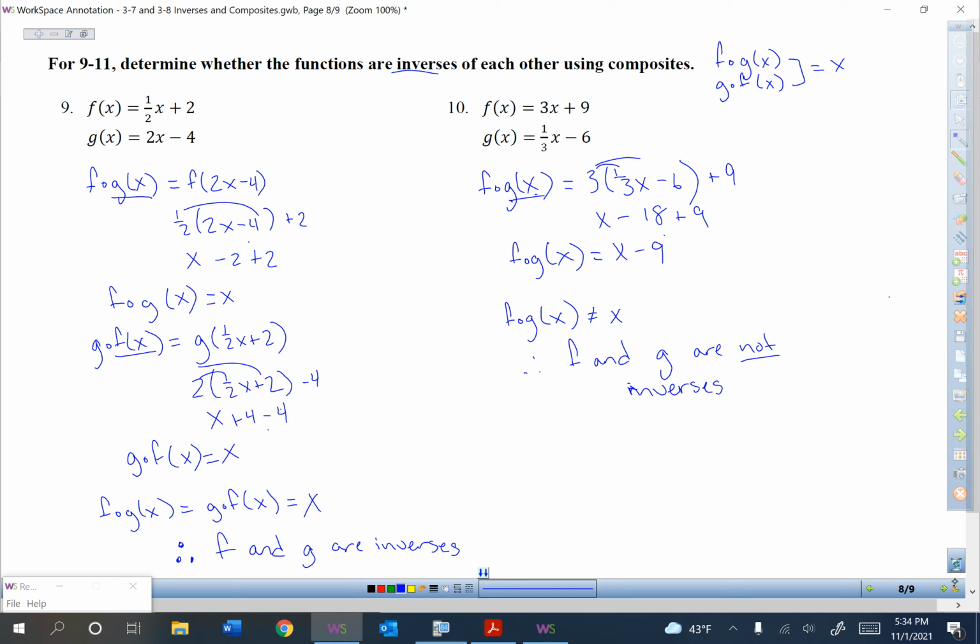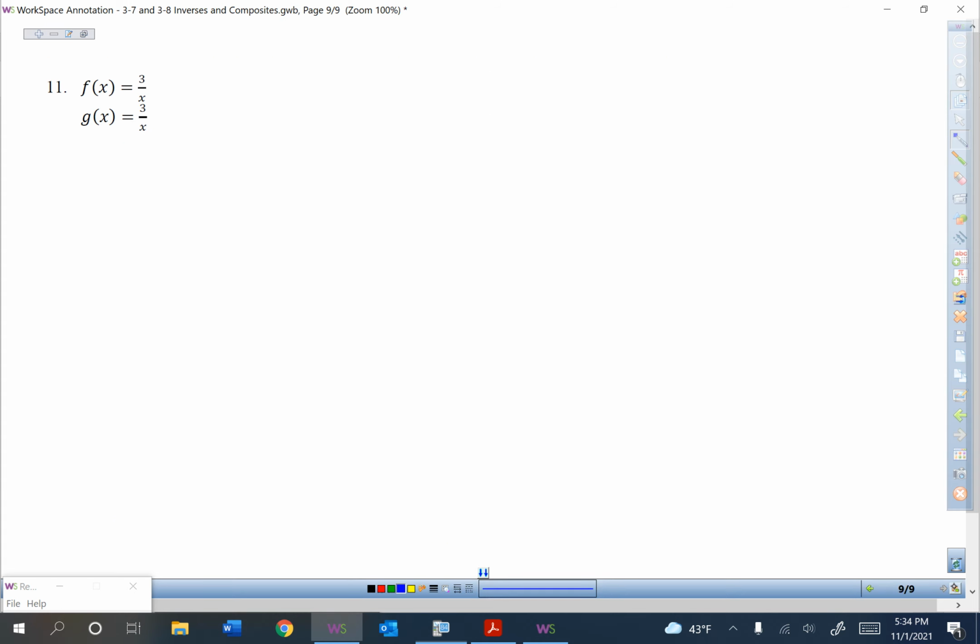Okay, last one here. I want you to pause the video and try. I'm going to give you a little hint here. Make sure that wherever you're putting your inside function, it's going entirely in the denominator. It might be a good idea to put parentheses around what you're plugging in to make sure that you don't mess those up.